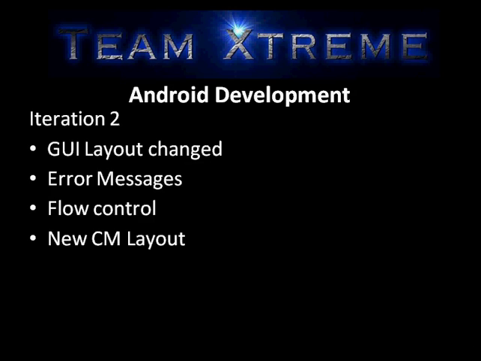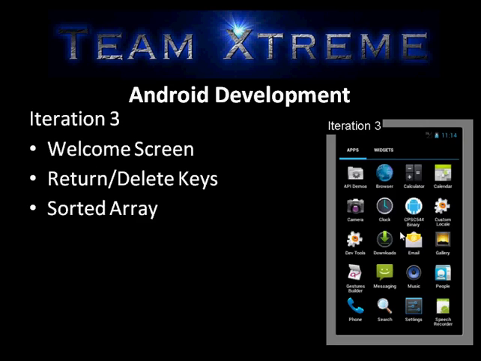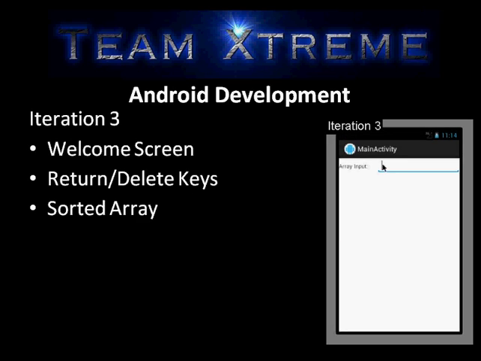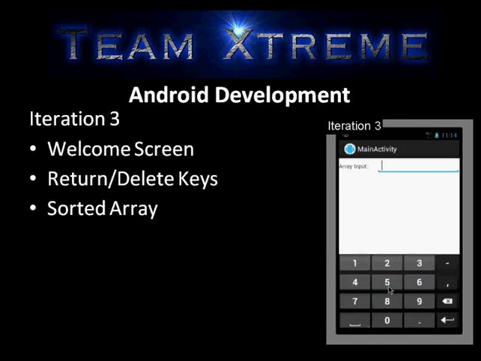Our third and final iteration involved adding a welcome screen upon immediately starting our application. The user can click to transition immediately to the array input, or wait a small amount of time for the application to automatically transition. The delete key was also implemented, which allows the user to remove an array input such as 77 and add a new value such as 78 in its place.